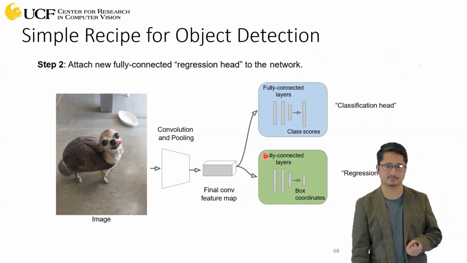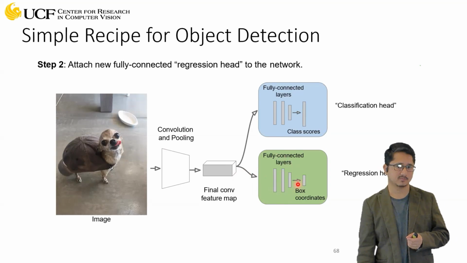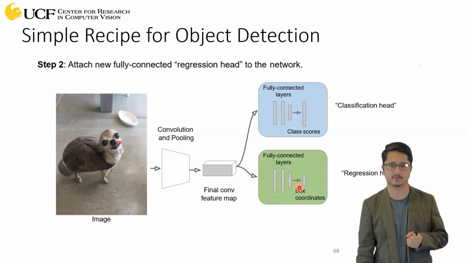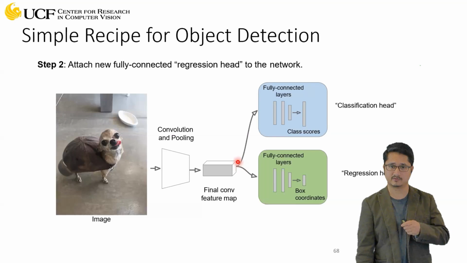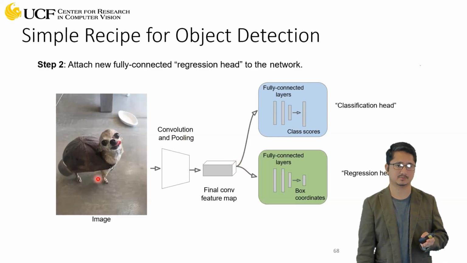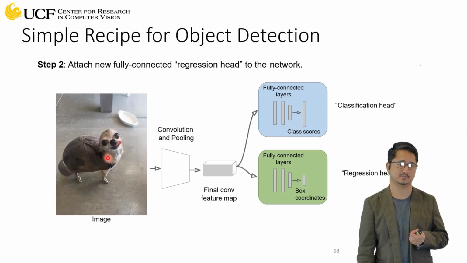But now what you can do is add one more head. You can use the same set of features and add some fully connected layers on top of that, and you can ask those layers to predict the bounding box coordinates. This could be solved as a regression problem, so it could be your regression head. This is interesting because whatever features we're extracting for this image should have information about what object is present, and they should also have information about where exactly that object is present.